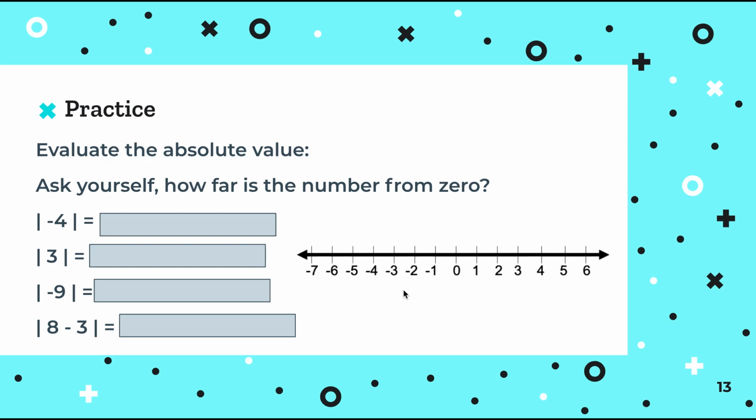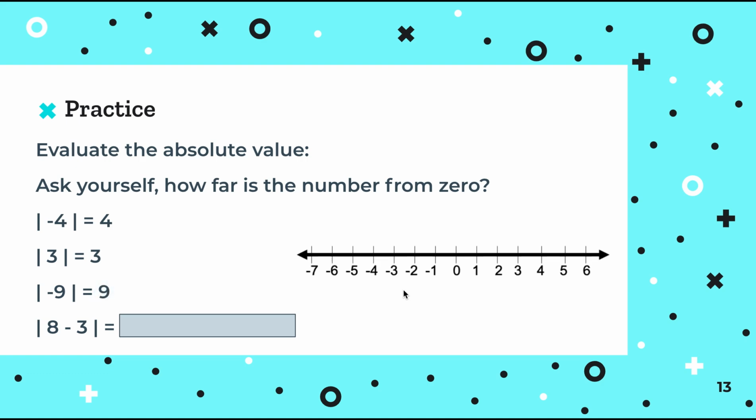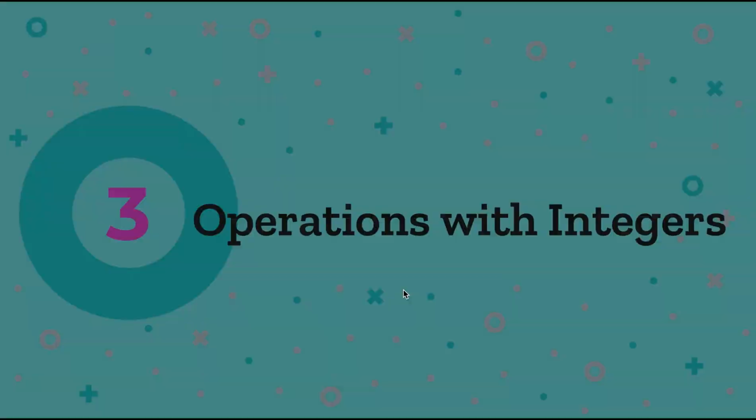Okay, good job. Now we're going to check your answers. So the absolute value of -4 should be 4. The absolute value of 3 is 3. The absolute value of -9 is 9. And the absolute value of 8 minus 3 is 5. If you answered all of these questions correctly, good job. If you didn't, please go back and review the previous slides that we covered.